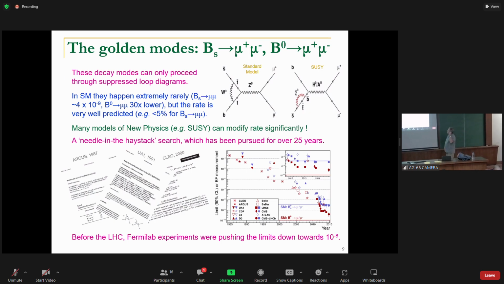So this is incredibly rare. B0 decays even more rarely than this. So this is a very important thing to look for, because again, if there's anything non-standard model, for instance, a SUSY particle, you can imagine that this would perturb the branching ratio and enhance it. So people have been looking for this for a long time, particularly those interested in SUSY.